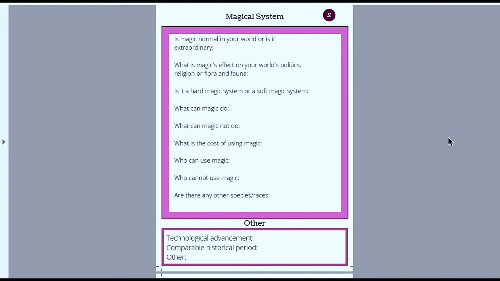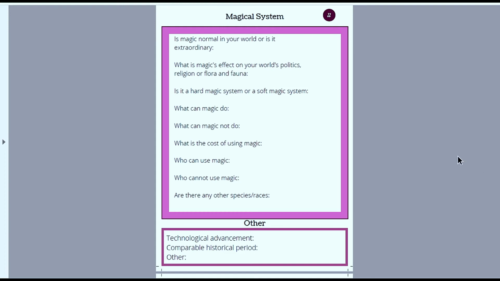How does the fact that that world has magic make it different from our world? Then is it a hard magic system or soft magic system? Hard magic system means that you have hard limits on what magic can do. That would be something like the elements in Avatar The Last Airbender. Soft magic system is more of magic. You can do whatever you want it to do, like in Harry Potter. Then what can magic do? What can magic not do? What is the cost of using magic? Who can use magic? Who cannot use magic? And are there any other species or races, specifically magical species?